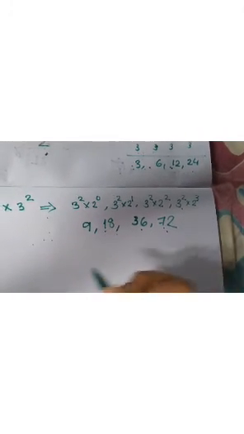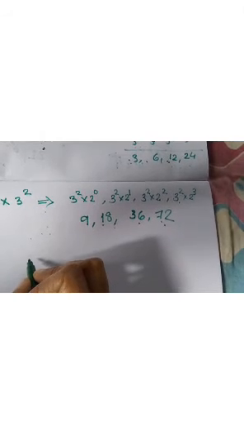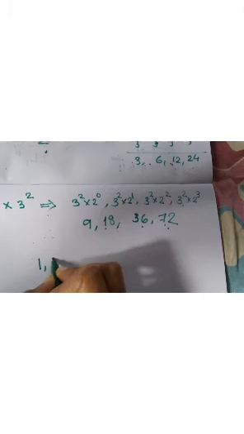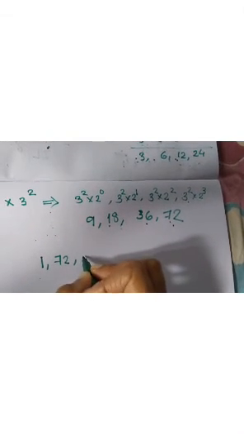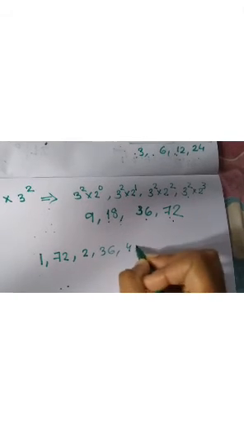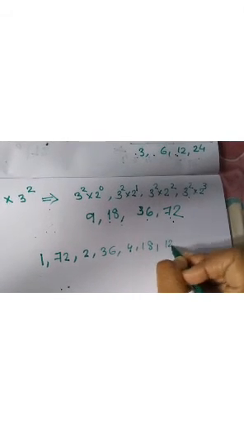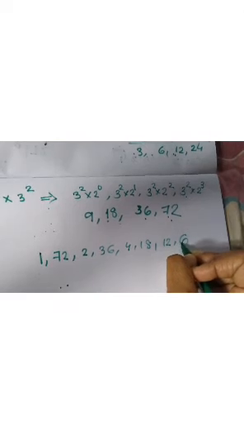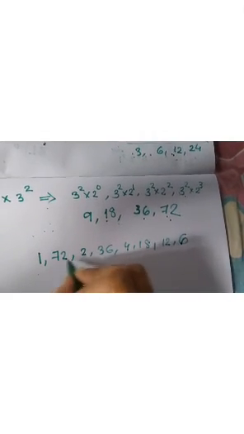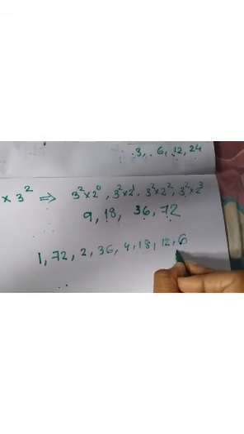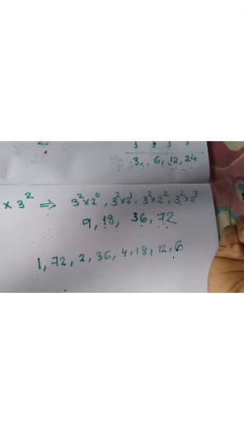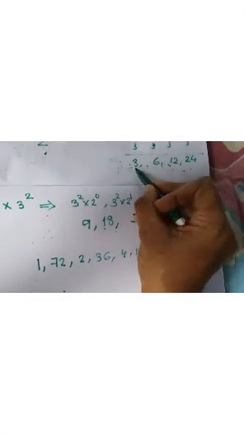Is there any more number? Let me check. First, we found the factors like this: 1, 72, 2, 36, 4, 18, 12 and 6. These are the factors that we get.